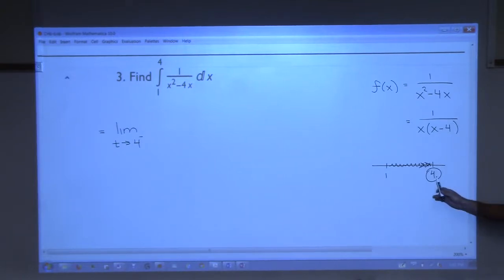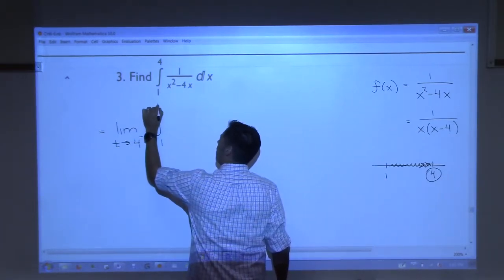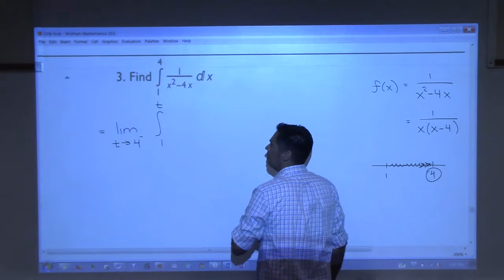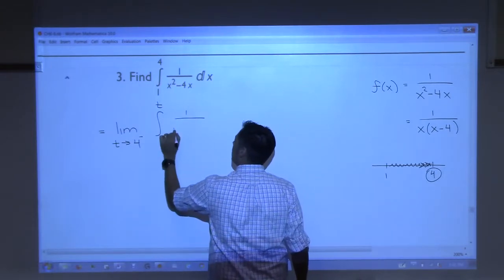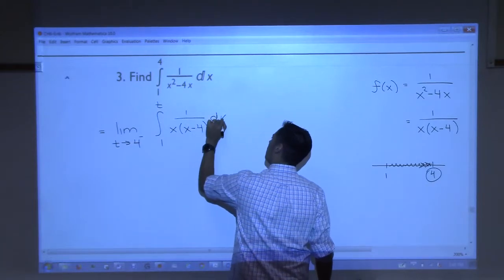We're approaching 4 from the left, right? And in the integral, we're replacing the 4 with t. And then we still have to integrate this. I'm going to go ahead and factor it now. I mean, it doesn't matter. I can do it now. I'll do it later.